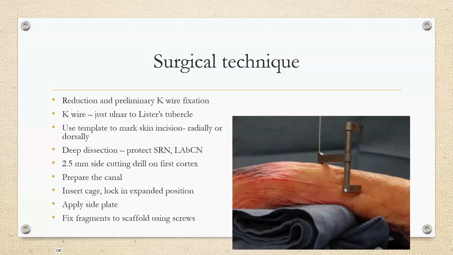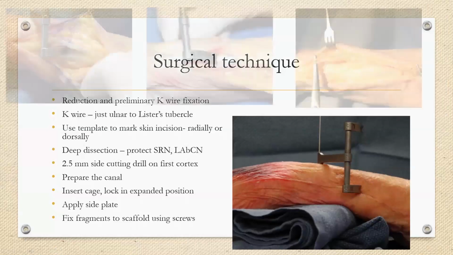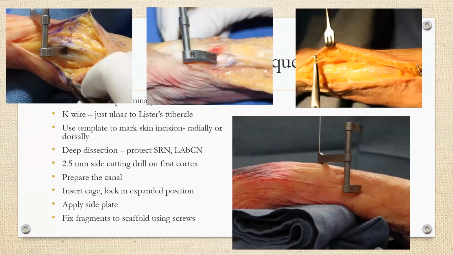While doing deep dissection, we should be careful of the superficial radial nerve as well as the lateral antebrachial cutaneous nerve. Following which, a 2.5 mm side cutting drill is used to drill the first cortex, and the canal is broached and prepared, and the cage is inserted and locked in its expanded position, and the side plate is applied. Finally, small screws can be used to fix the fragments onto the scaffold.